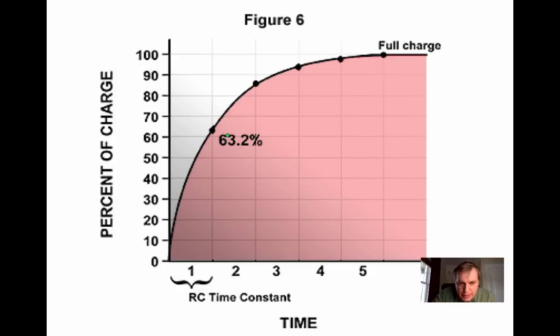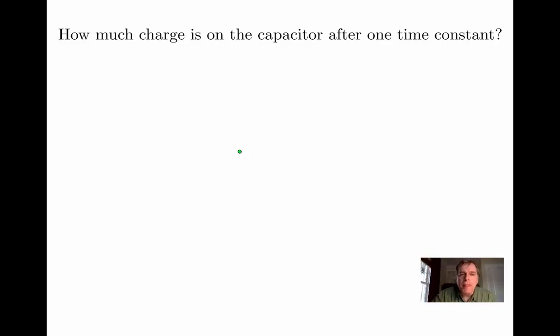There is one special point here marked, which corresponds to a percentage of 63.2% of Qmax, and that occurs after one time constant. I'll come back to that in a minute, but we'll see where that number comes from in a minute. Okay, so that's the behavior of the charge on the positive plate.